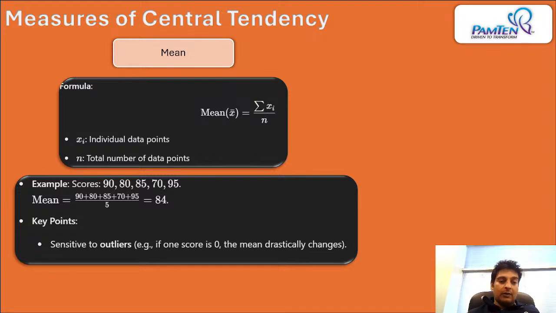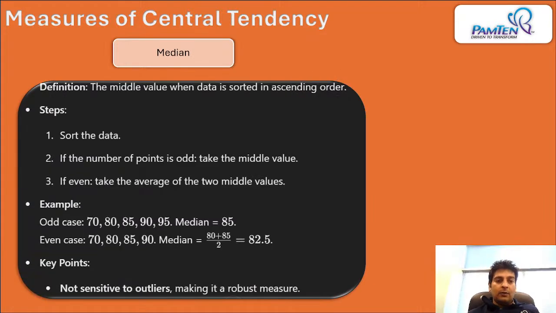Initially, it was just $100,000, but since Elon Musk or Jeff Bezos has walked into the room, the average salary of everyone has shot up by a huge margin. So, this is what I mean when I say outlier. So, this is how we can work with a mean. Going ahead, we have another measure of central tendency, which is median.